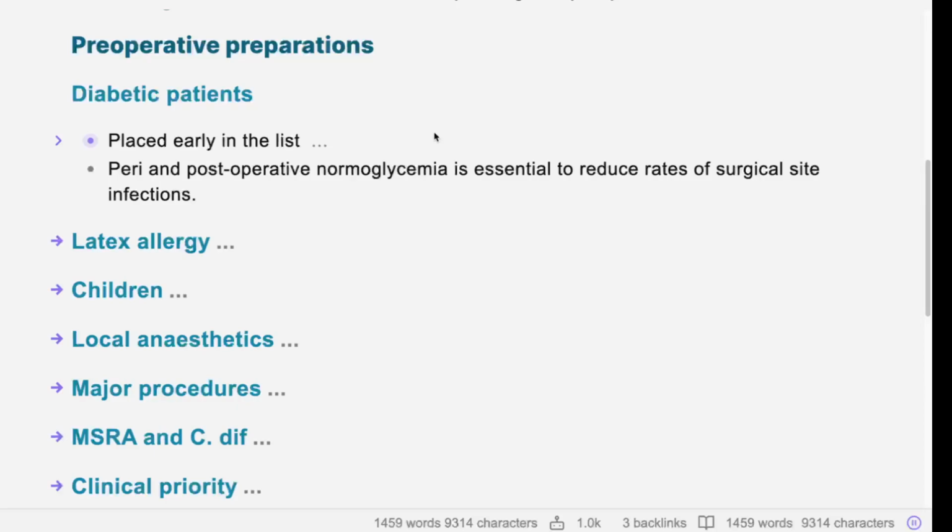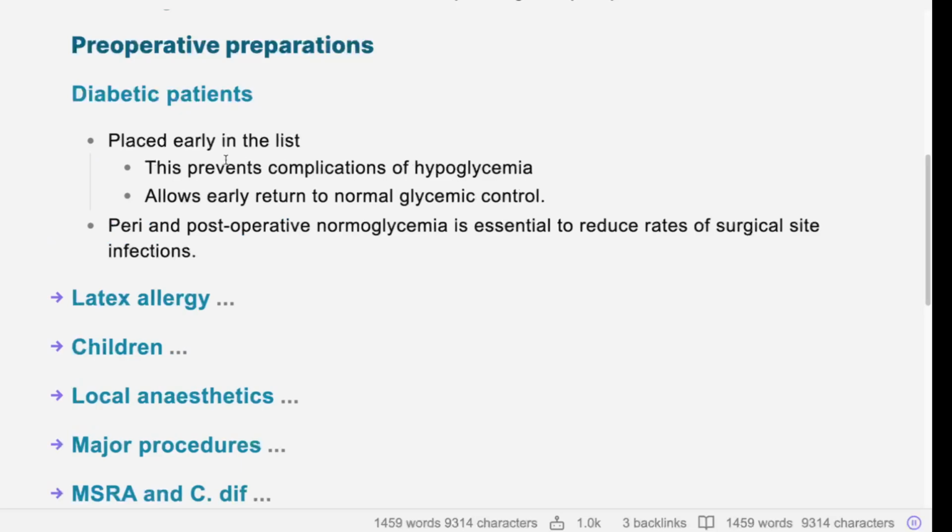It's not an indication in itself to start the patient first on the list if they are diabetic. They need to be clinically urgent as well, according to the CEPOD classification, which we're going to go to. You put those patients early on the list because they have a higher risk of hypoglycemia, and this will allow early return to normal glycemic control.